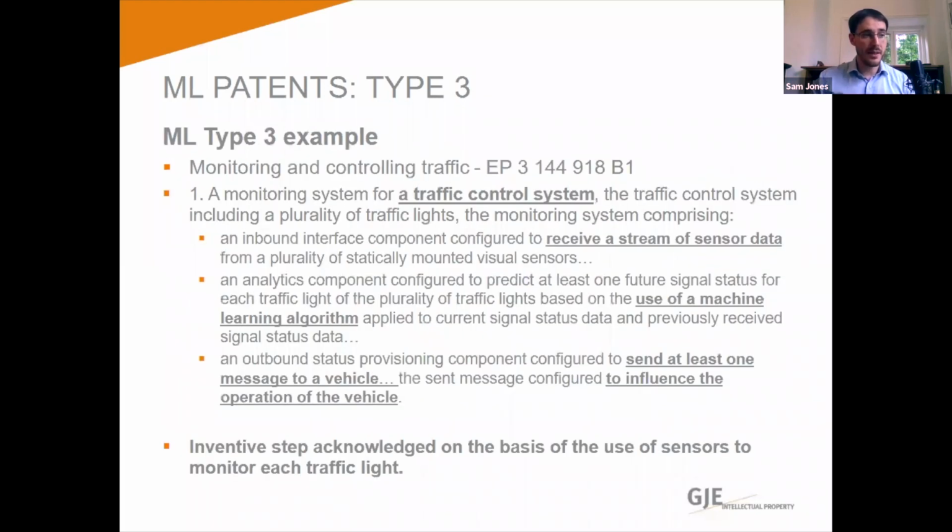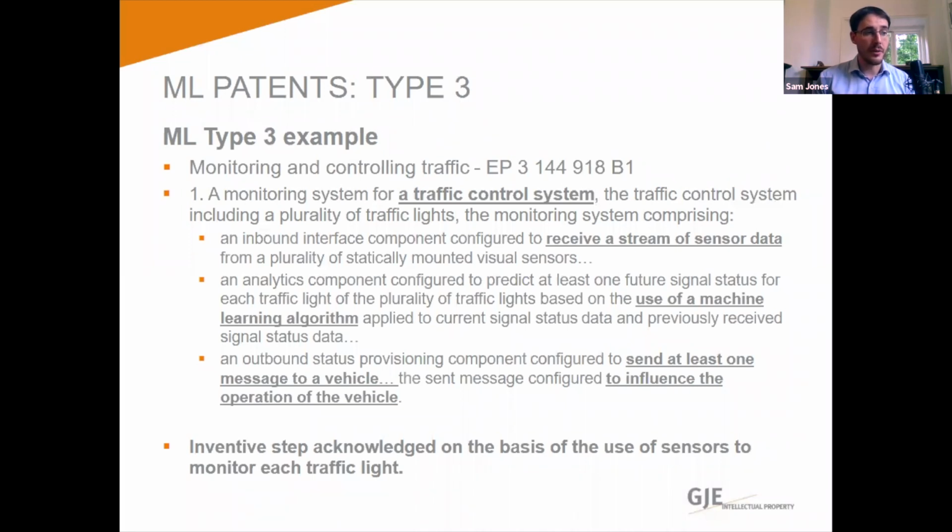So I have here an example of a type 3 machine learning patent that was granted by the EPO. And you can see there that it's directed to a monitoring system for a traffic control system. The machine learning algorithm, which is on the second indented bullet point, all it says is use of a machine learning algorithm. That's it. There's no details of the machine learning algorithm in there. And the reason for that is that's not really the invention.